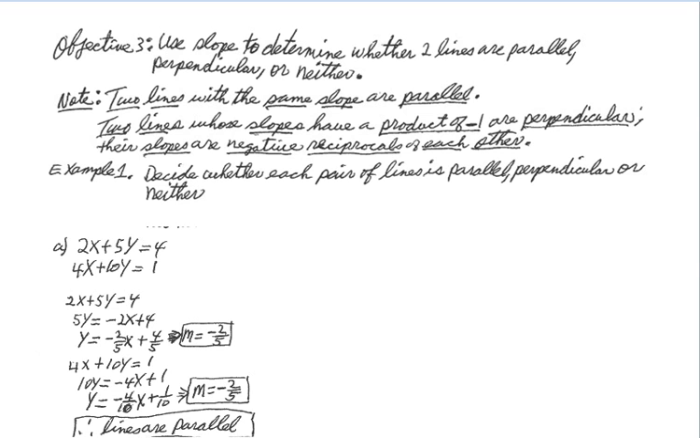Objective number 3. Use slope to determine whether two lines are parallel, perpendicular, or neither. Note: two lines with the same slope are parallel. Two lines whose slopes have a product of minus 1 are perpendicular. Their slopes are negative reciprocals of each other. Example 1. Decide whether each pair of lines are parallel, perpendicular, or neither.